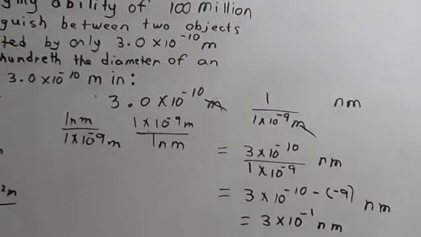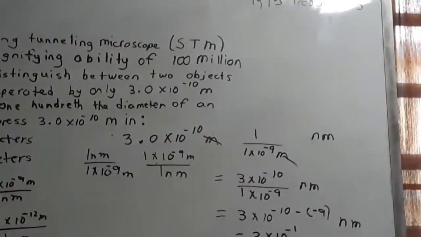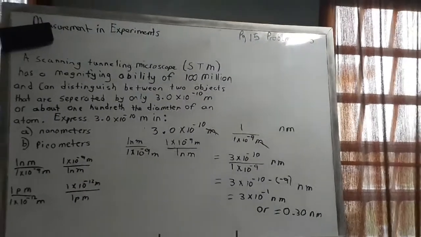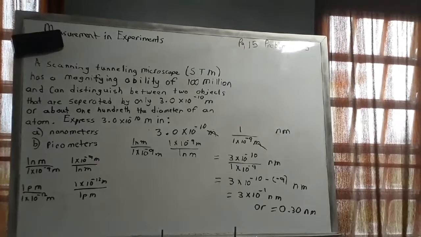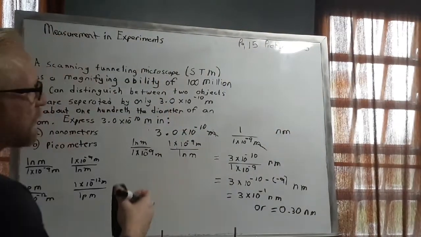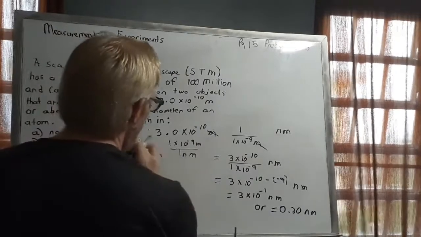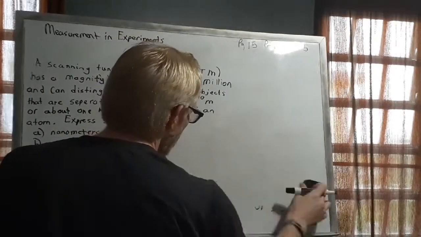Okay, so let me adjust the camera. I'm going to zoom out now. And I'm actually going to go ahead and do the last exercise. The last exercise is to convert 3 times 10 to the power of negative 10 meters to picometers. So let me go ahead and erase this. And then I'm going to step out of camera and make sure that everything is in focus.